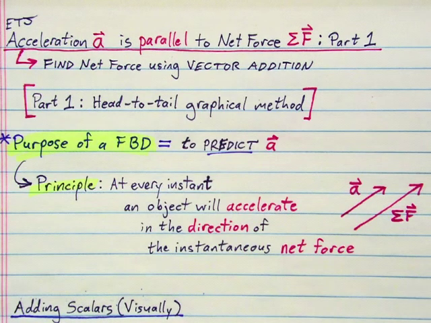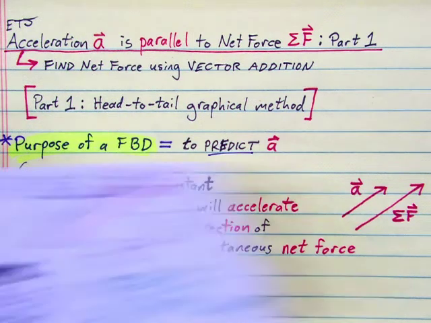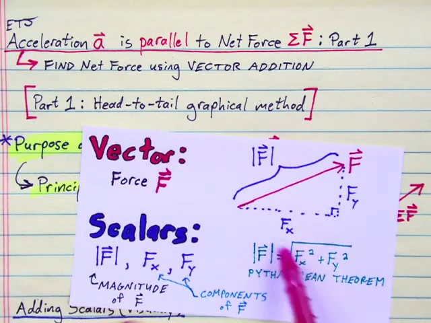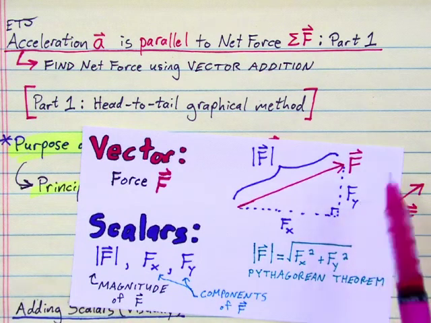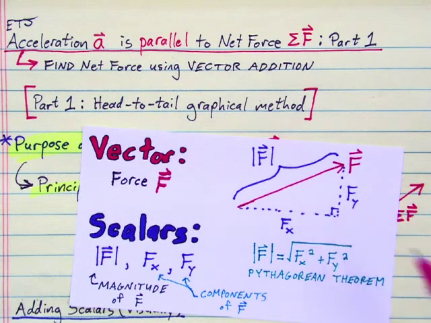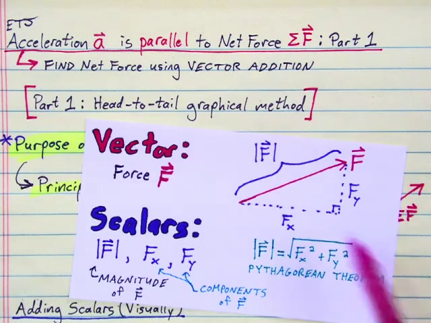To find the instantaneous net force, we need to be able to add the force vectors. So remember that a vector is a quantity represented by two or more numbers, two numbers in 2D, and they are the components of the vector. Here we'll model a force by saying that force F is a vector with components Fx and Fy. The force is a vector, but the components themselves are scalars. A scalar is a quantity represented by just one number. So the components are scalars.